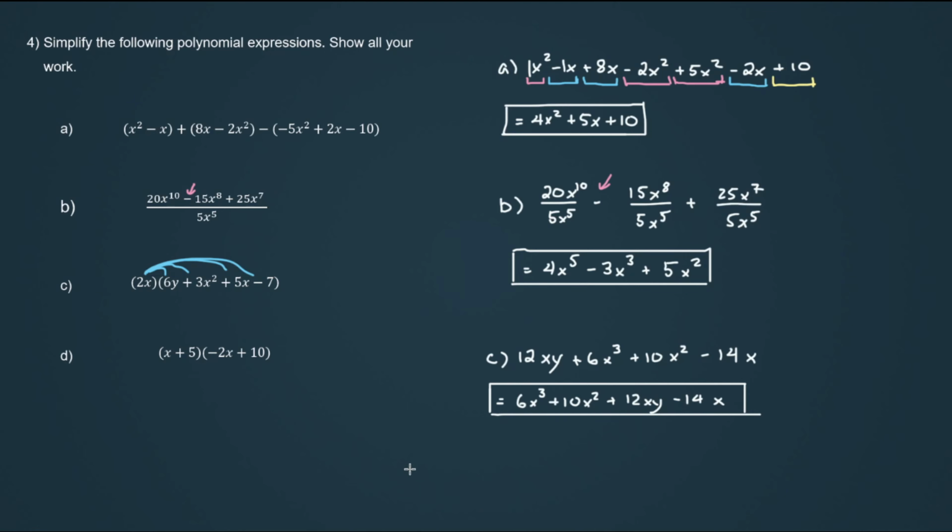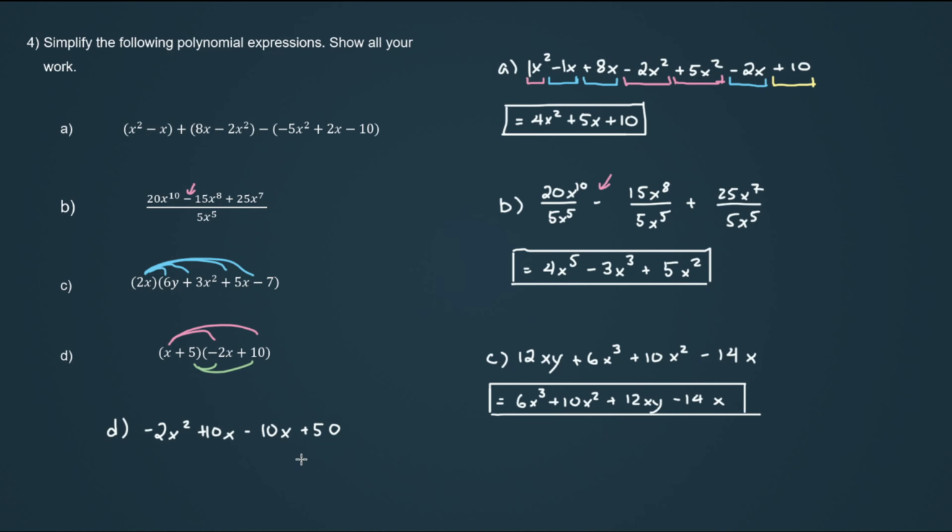Okay. And last but not least here, we've got D. And same as before, we're going to distribute every term to every term. Okay? So x times minus 2x is minus 2x squared. x times 10 is plus 10x. 5 times minus 2x is minus 10x. And 5 times 10 is 50.